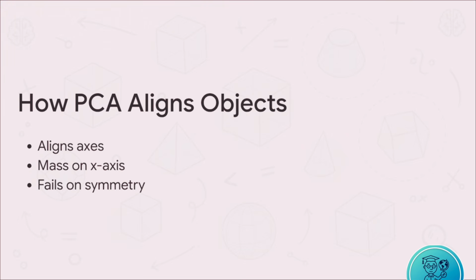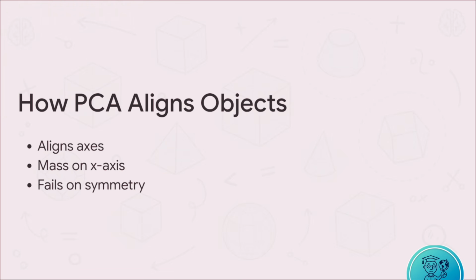PCA uses eigenvalues and eigenvectors calculated right from the object's vertices. It effectively rotates the object so that its first principal axis aligns perfectly with the x-axis, the second aligns with the y-axis, and the third snaps to the z-axis. When all is said and done, the absolute largest variance of the object's mass is sitting right there along the x-axis. It's a beautifully elegant solution for, well, almost all shapes.